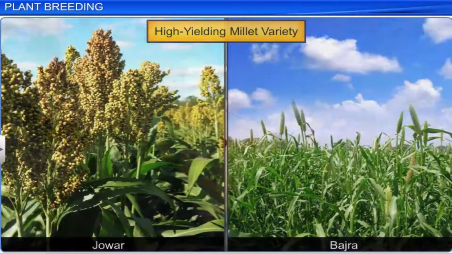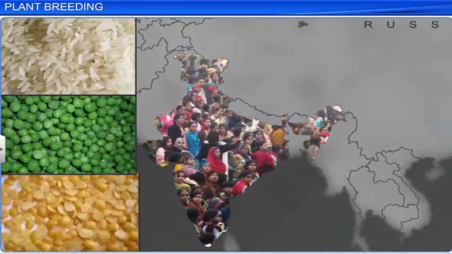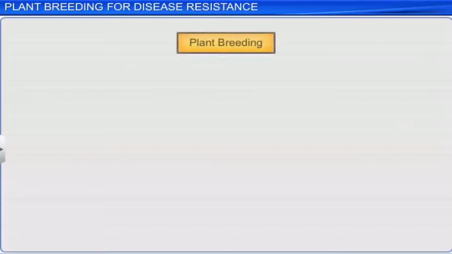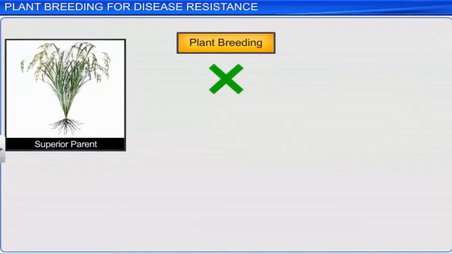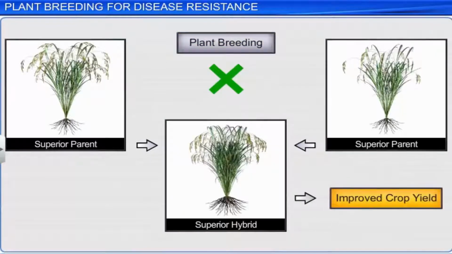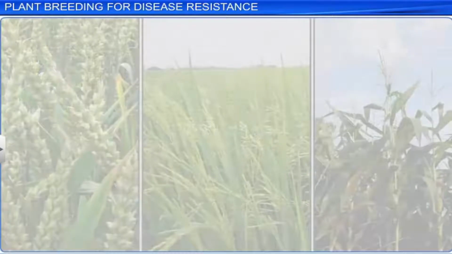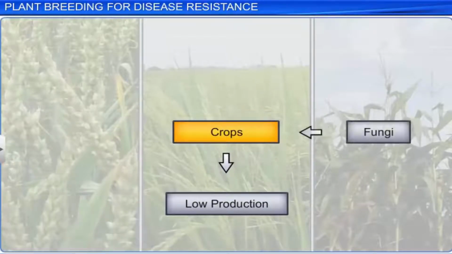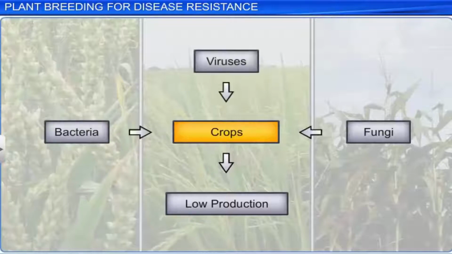In this manner, through various plant breeding techniques, many high-yielding crops were developed that helped boost Indian agriculture. Plant breeding is the skillful use of different plant varieties to produce a desired plant type, thereby improving crop yield. But in most cases, crop production is affected by several crop diseases caused by pathogens such as fungi, bacteria, and viruses.